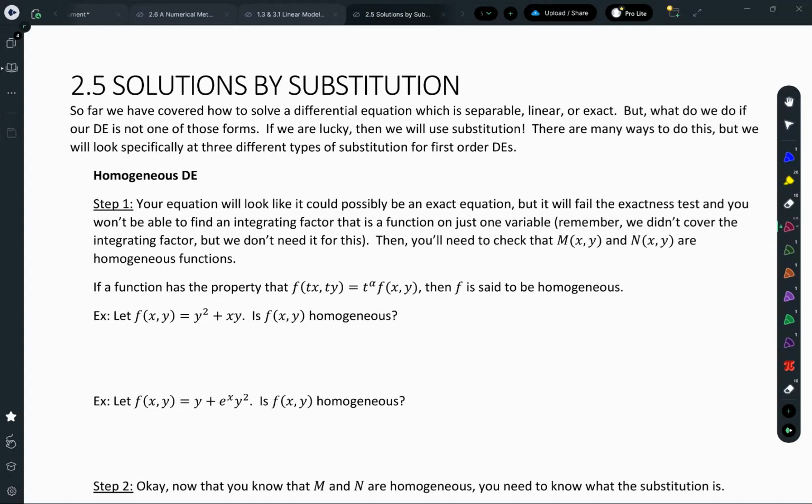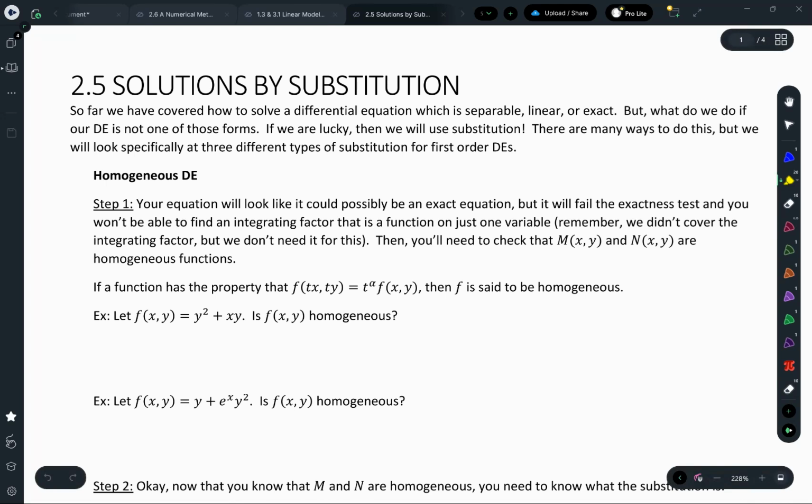Hello, today we're going to cover solutions by substitution. So we have three different substitution methods to cover for first order differential equations. One thing for you to work on though is always, as we learn new methods, go back and refresh your memory on what we have already learned.